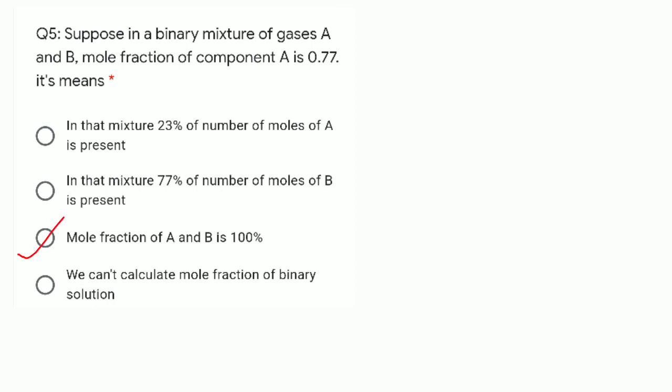Yes, this is correct because we know that the total mole fraction of the solution is equal to 1. That means if you add up the mole fraction of A and the mole fraction of B, it will give you 1, that means 100%. So option C is the correct option. What about the last option? We can't calculate mole fraction of a binary solution. No, it is not correct because we can calculate the mole fraction of any solution, whether it is a two component solution or more than two components. So option D is not correct. For question 5, option C is the correct option.